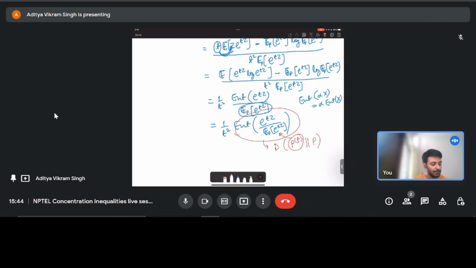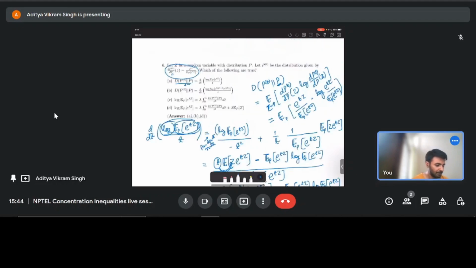Okay, there's a 1 by t square missing in the options. It should have been like 1 by t square times the KL divergence. Okay, this is what we obtained right now. So A is correct if we include this t square factor, otherwise it's wrong.